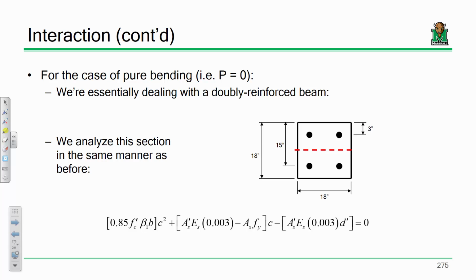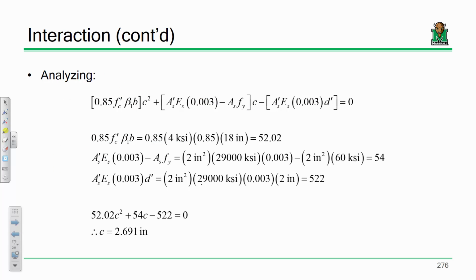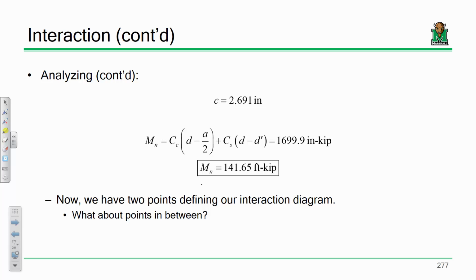Remember that? So take this equation, here's our ax squared plus bx plus c, plug and chug, set that equal to 0. So I have c is 2.691 inches. Take that c value, and a is beta 1 times c, and then here's our moment capacity. Do y'all remember that? I know it's been a little while, but I know we did that. So when you plug and chug, do all the math, do all the units, we've got a bending moment of about 141.65 foot-kips, okay? So now we've got 2 points on the curve.